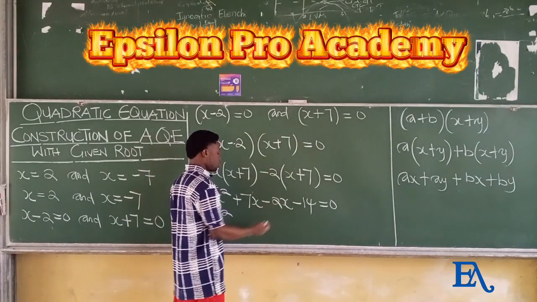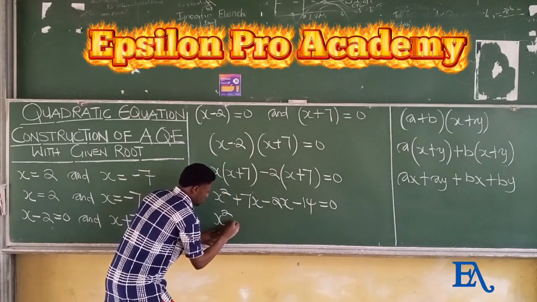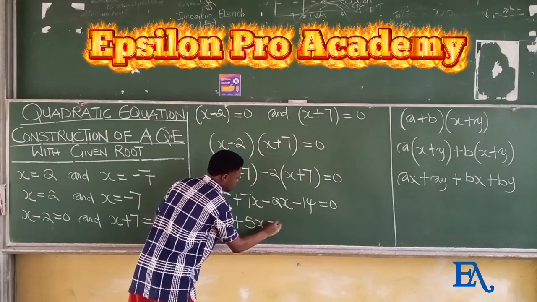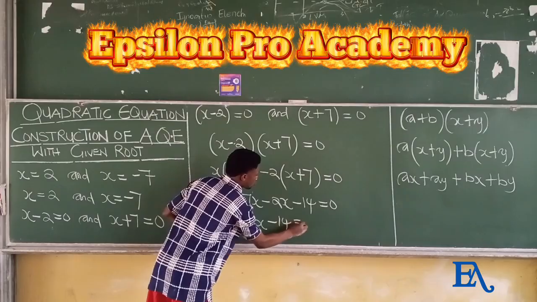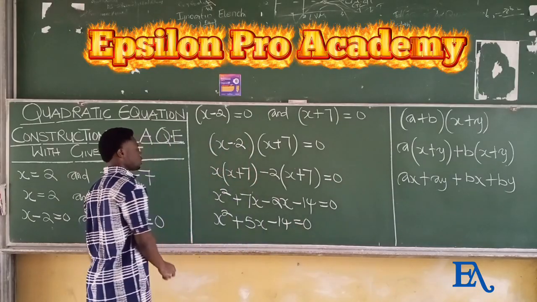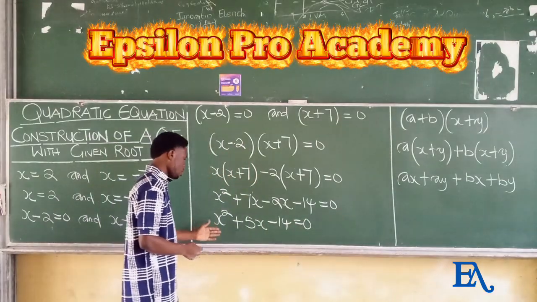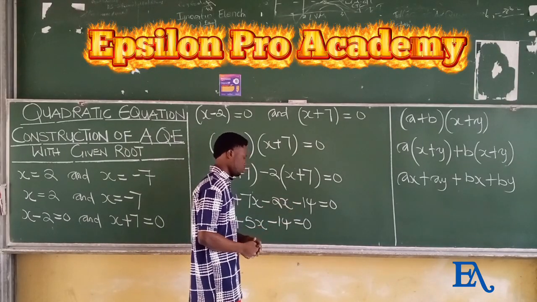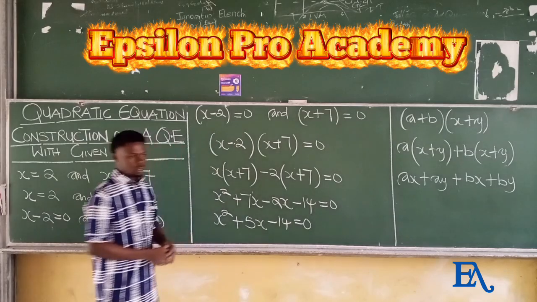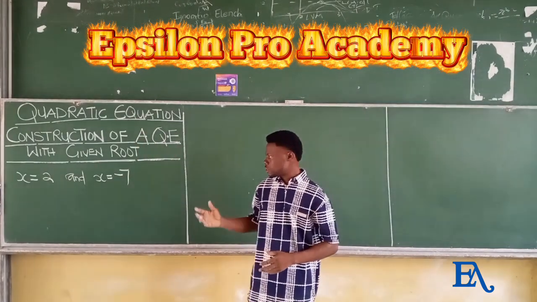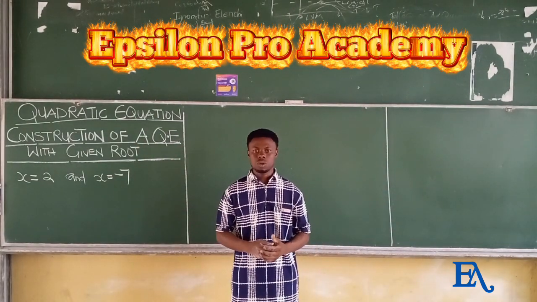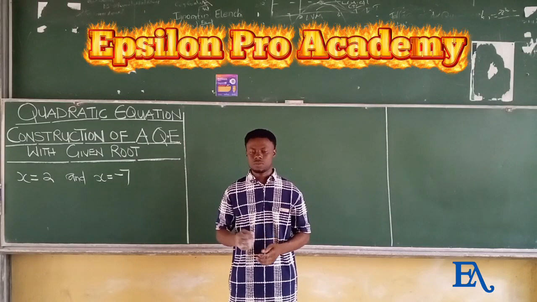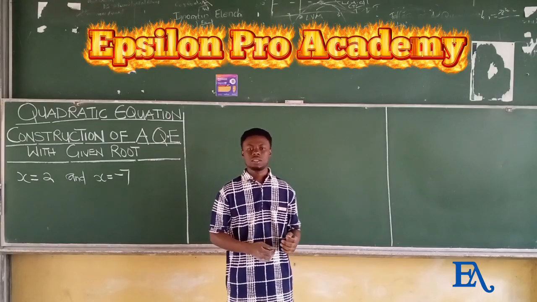7x minus 2x will give plus 5x minus 14 equal to 0. Therefore, the quadratic equation is given as x squared plus 5x minus 14 equal to 0. Now, after solving this, from the construction of the roots to a quadratic equation, we obtain x squared plus 5x minus 14 is equal to 0. That was basically the first method.